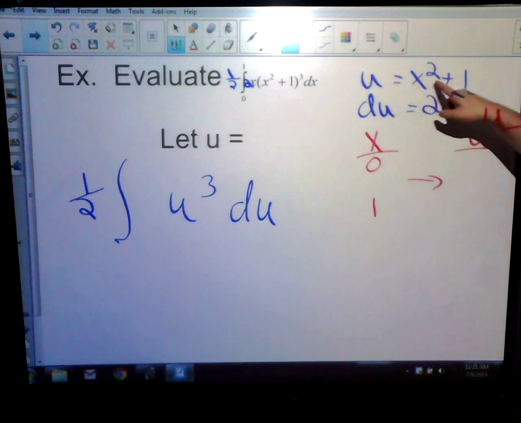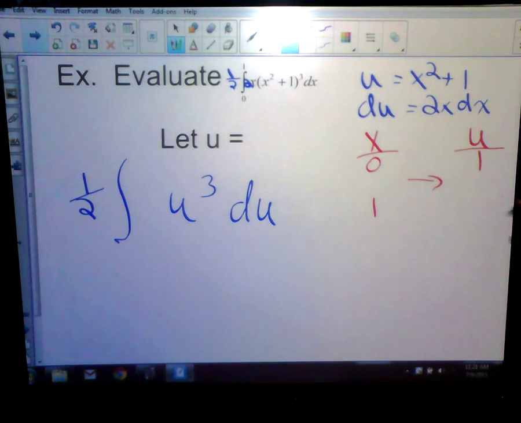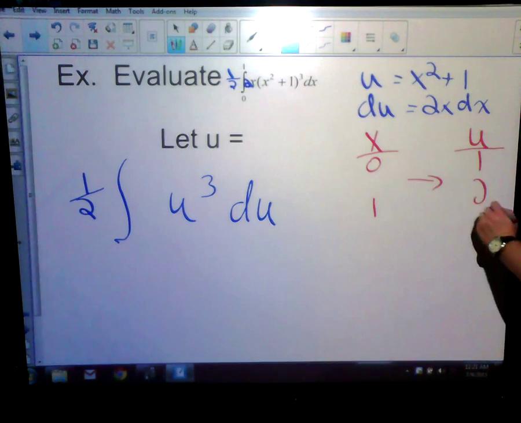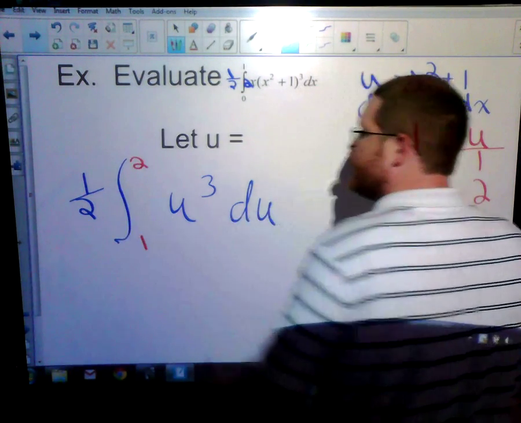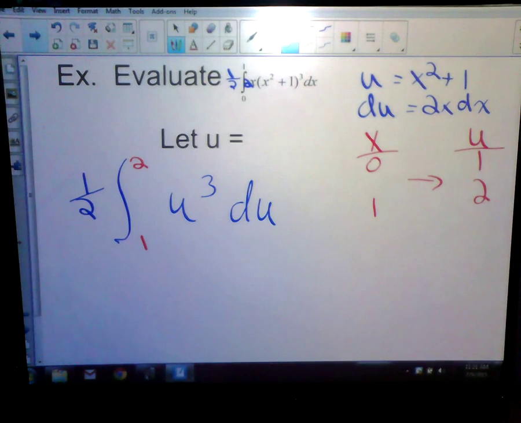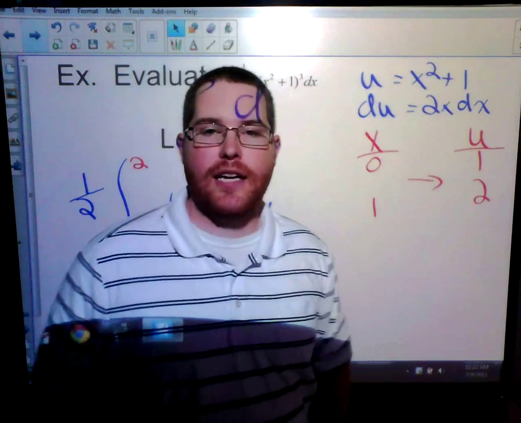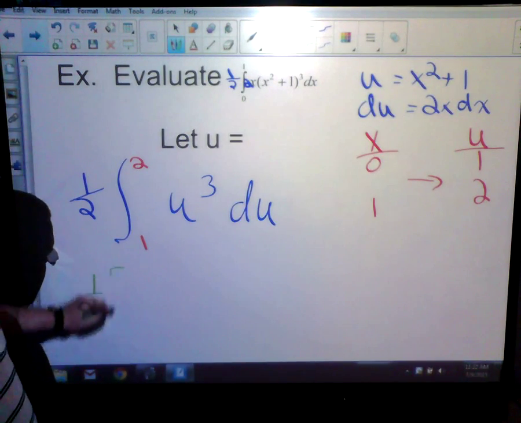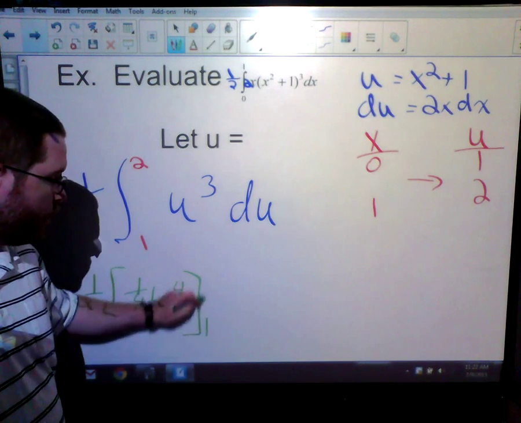So I've got to change the x values of 0 and 1 to the u values. We'll plug in 0. If you plug in 0 right here for x, what do you get for u? You get 1. If you plug 1 in here for x, what do you get for u? 2. That's what I mean by changing the bounds, from the x values of 0 and 1 to the u values of 1 and 2. The advantage is now I don't have to go back to x's. Help me integrate. That's 1/2, that's 1/4 u to the 4th, evaluated from 1 to 2.